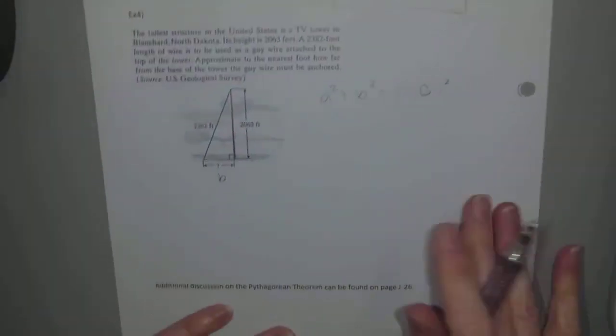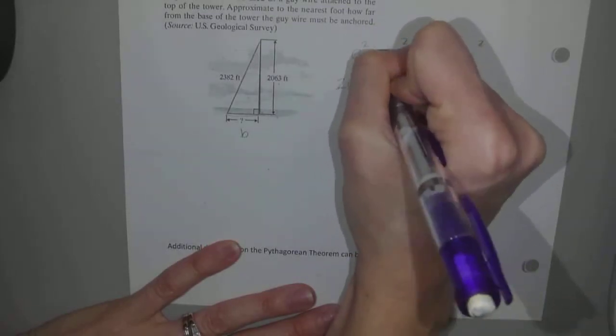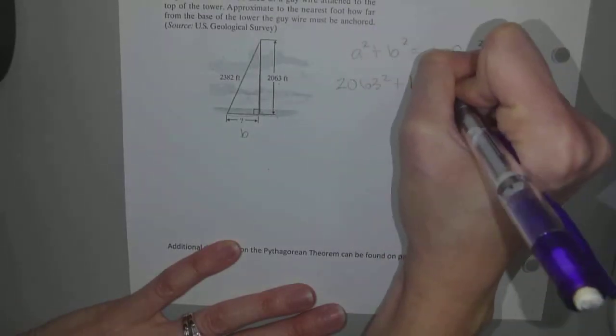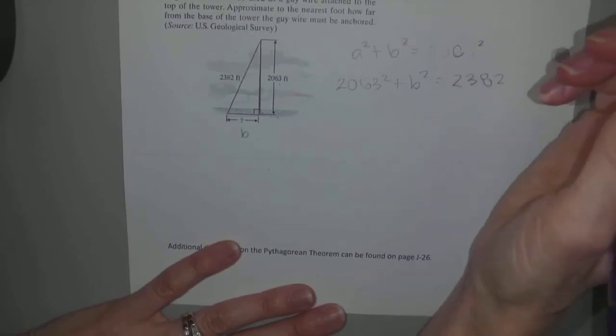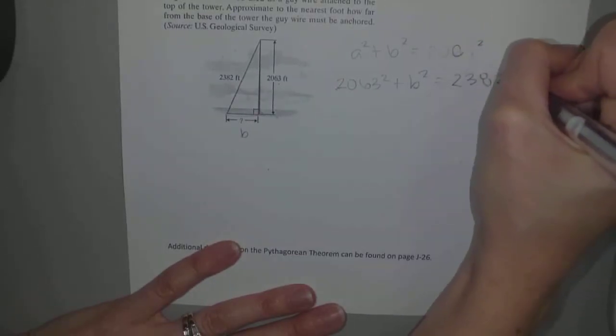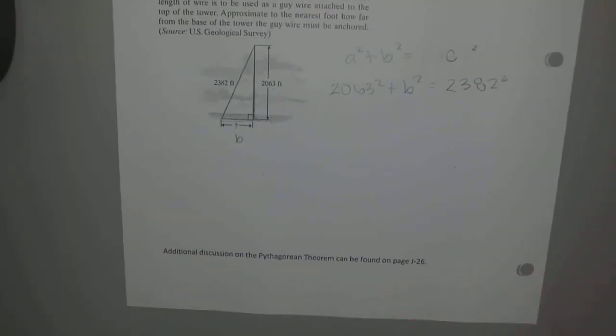C squared, okay. Now I'm going to fill in my A's and my B's. So I have 2063 squared plus B squared equals 2382 squared. Not only did I put a number up there, but I put them in the wrong spot. I'm sorry about that. I wasn't paying attention to what I was doing. Does it matter where the 2063 goes? No, as long as it's one of these, that's all that matters.